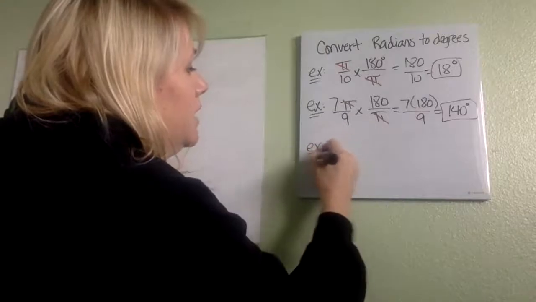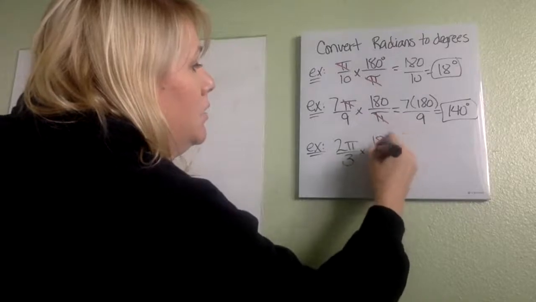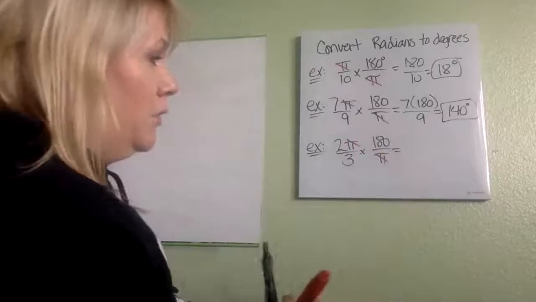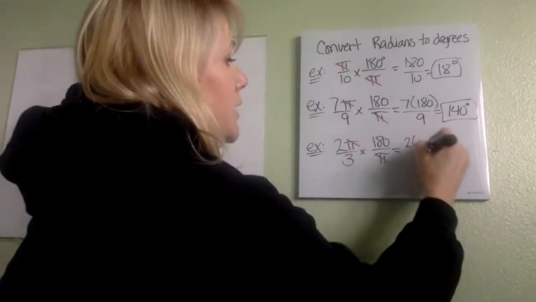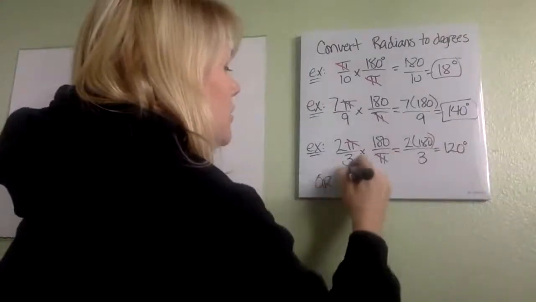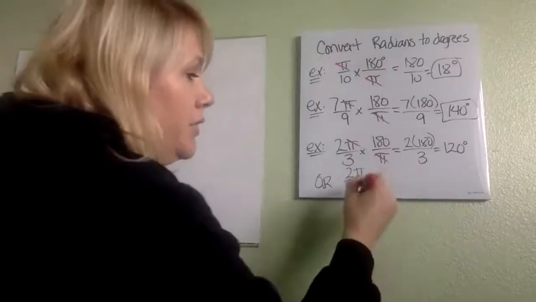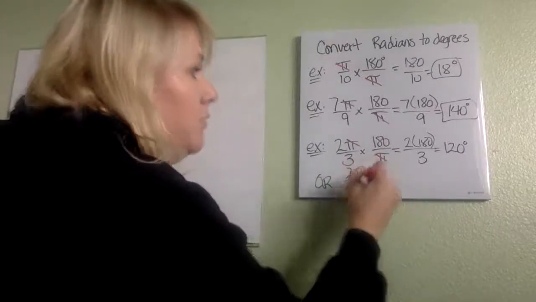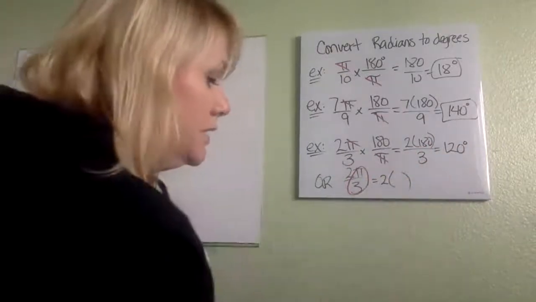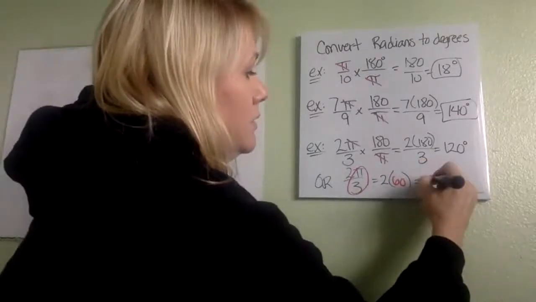So what if it's something like 2 pi over 3? You can continue using the conversion ratio of pi over 180, and you get 2 times 180 divided by 3, which is 120. Or you can think of 2 pi over 3 as what we talked about a minute ago. Now, if that was very confusing to you and this doesn't make any sense, then feel free to keep doing it that way. But pi over 3 is the same as 60 degrees. So 2 times 60 is 120.